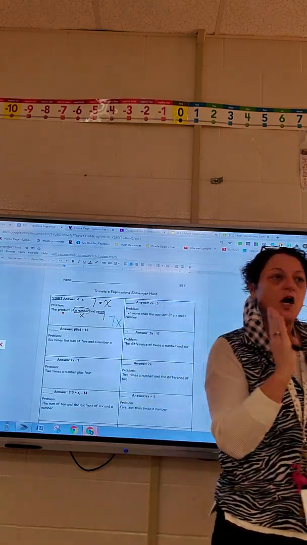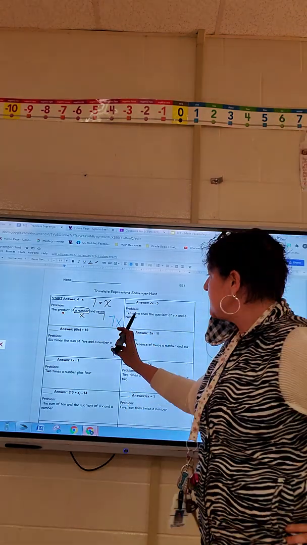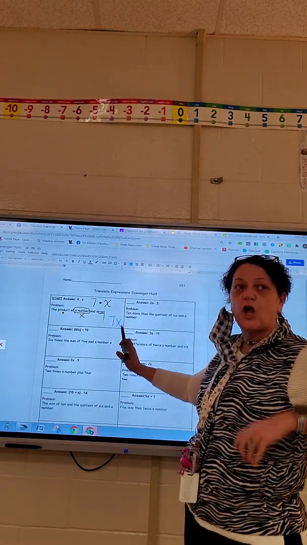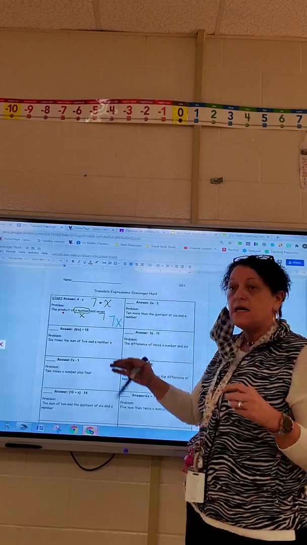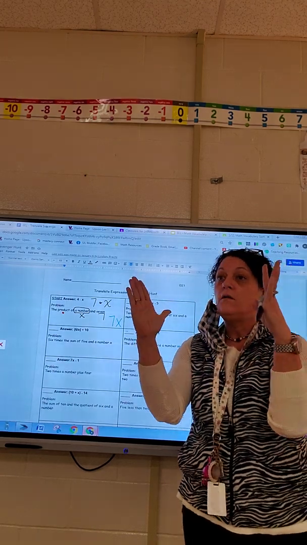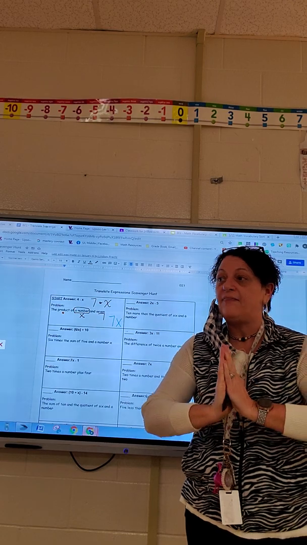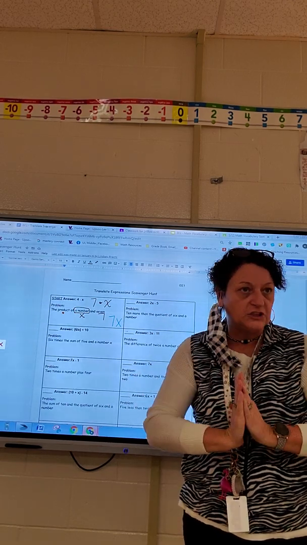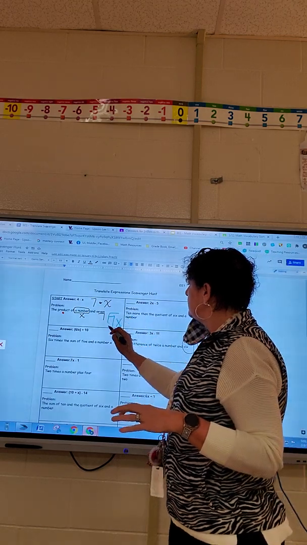When I see a number and a variable right beside that number, this is my variable. This is what we call the coefficient. This is when I see a number and a variable sitting side by side with no operation symbol in between them, that means to multiply. That means multiplication.